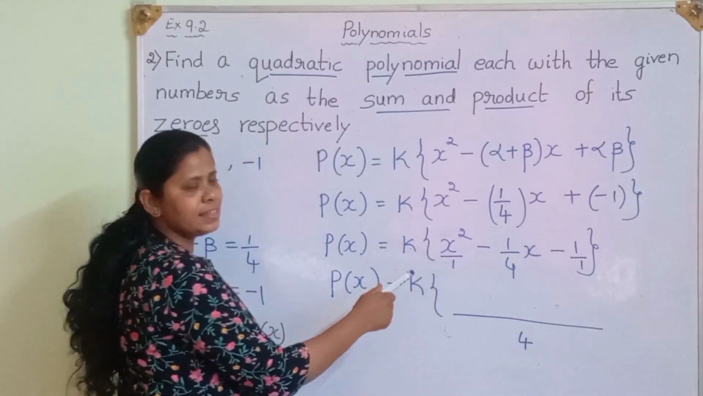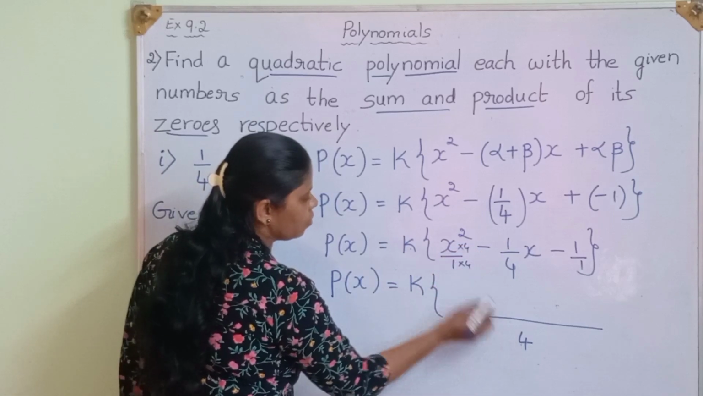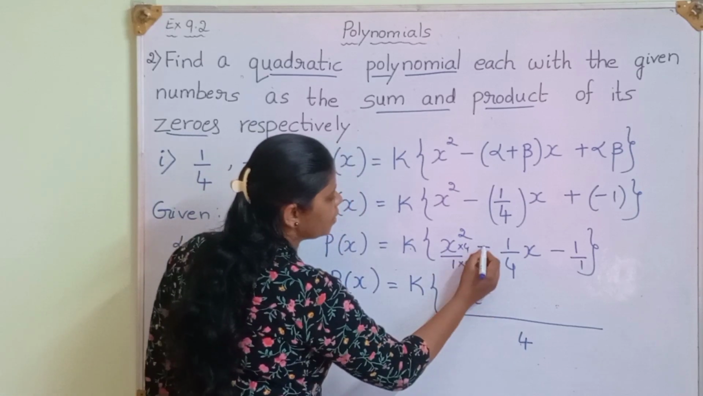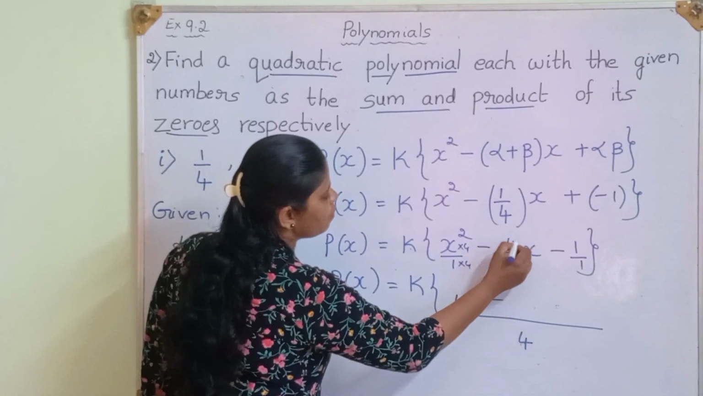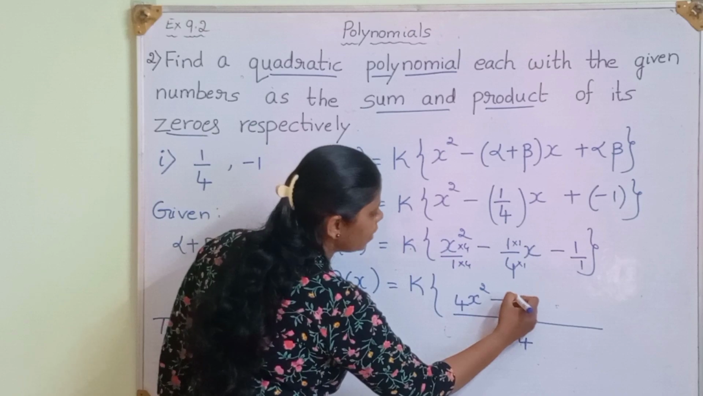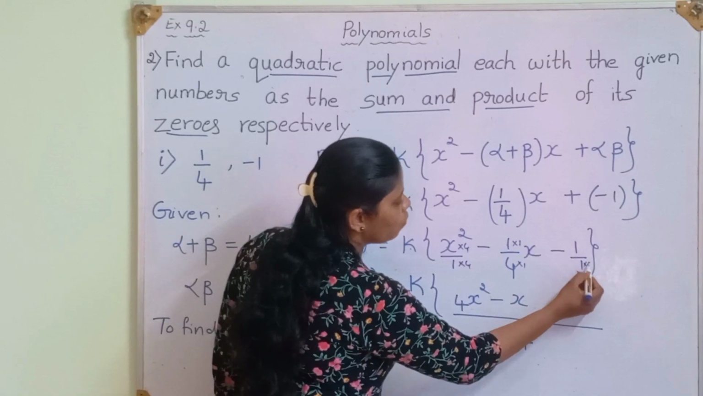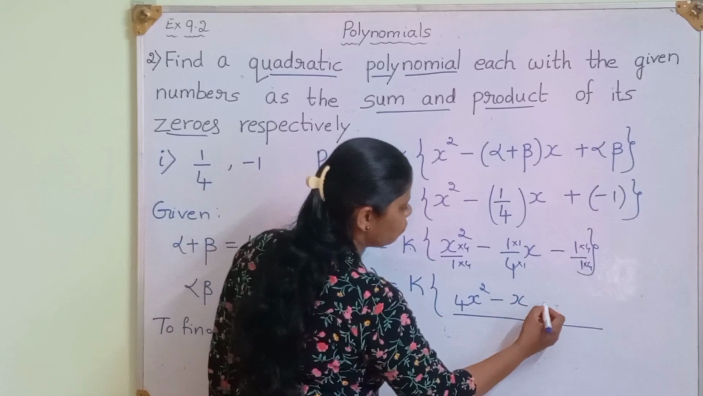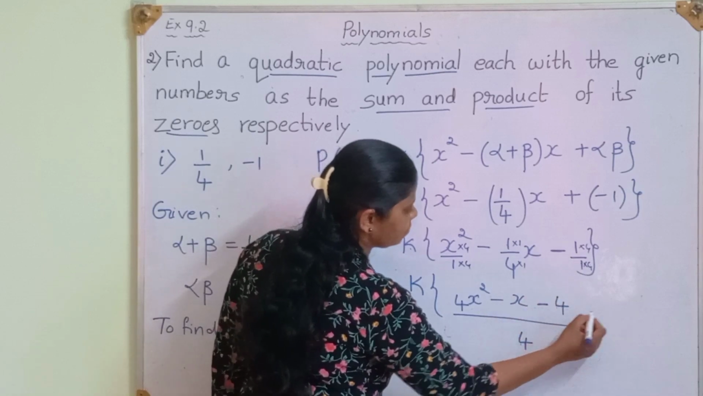Then to equalize the denominator, we will multiply this by 4. 1 into 4 is 4. X square into 4 is 4x square. Minus 4 into 1 is 4. Therefore, we will multiply it by 1. That is 1 into 1 is 1 into x. That is 1x. Simply you can write it as x. Here 1 into 4, right? 1 into 4 is 4. 1 into 4 is 4. Then see here. Look at this. Here it is minus. So let me write minus. Okay.